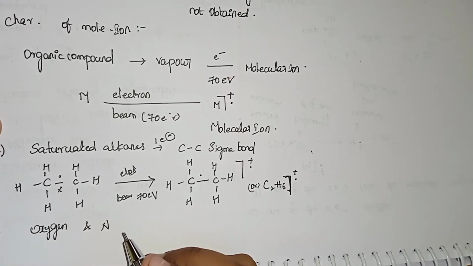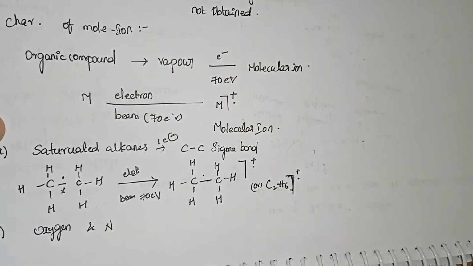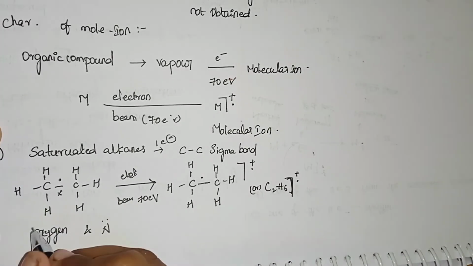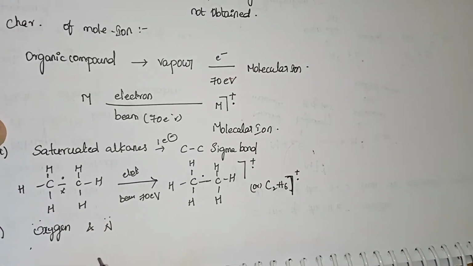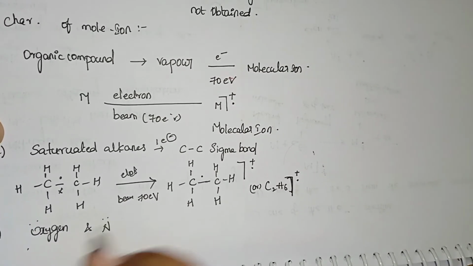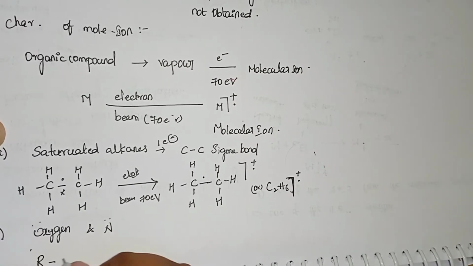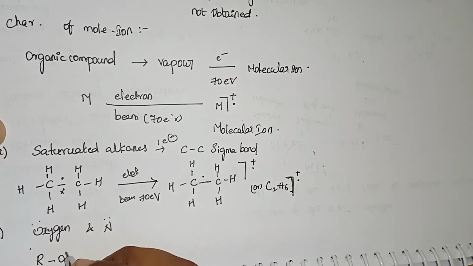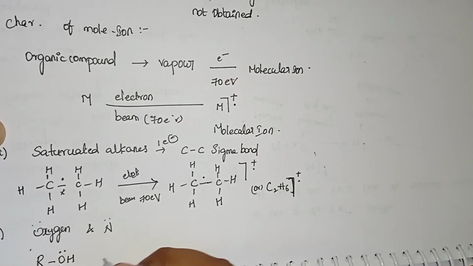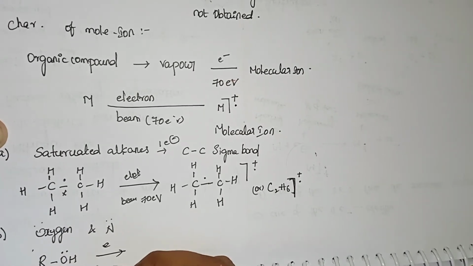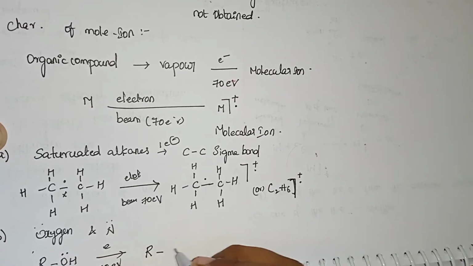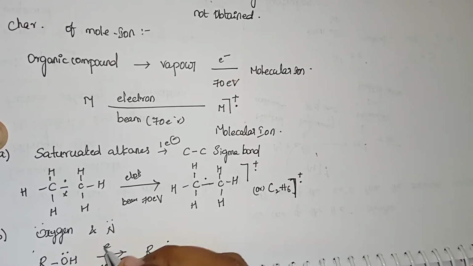So next, in the case of compounds containing oxygen and nitrogen, a single electron is lost from one of the lone pairs. Oxygen has lone pairs and nitrogen has lone pairs, so one electron is removed from a lone pair. For example, R-OH: oxygen contains lone pairs, and with an electron beam of 70 electron volt, one electron is lost.